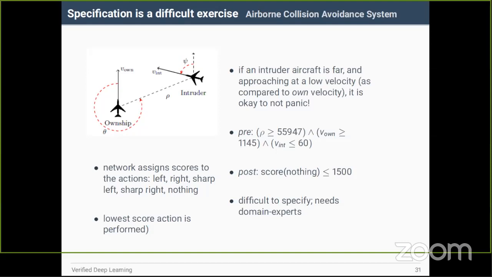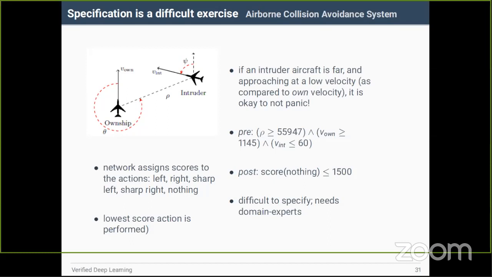So here perhaps 55,000 feet could be considered as far. So your rho has to be bigger than 55,000 feet. Your own velocity is bigger than this. Your intruder velocity is less than or equal to 60. So this may be your precondition. And then your postcondition is that the score of nothing has to be below some threshold. You don't want to panic, so there is a high chance that you don't want to do anything. So this is your postcondition.